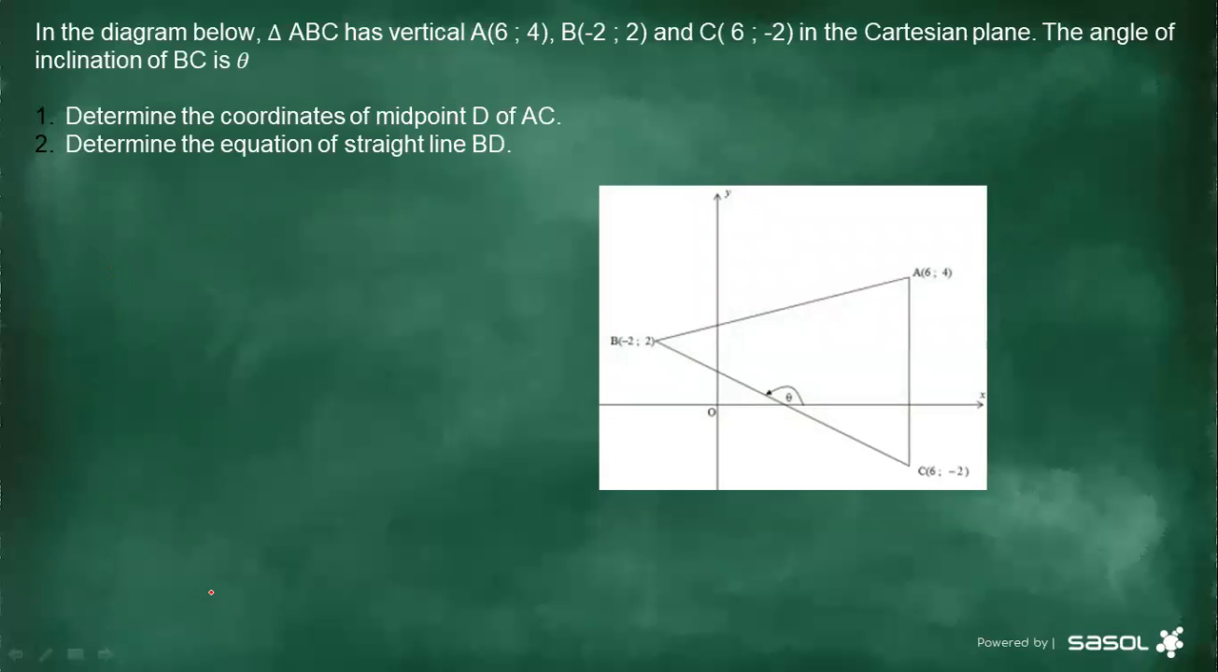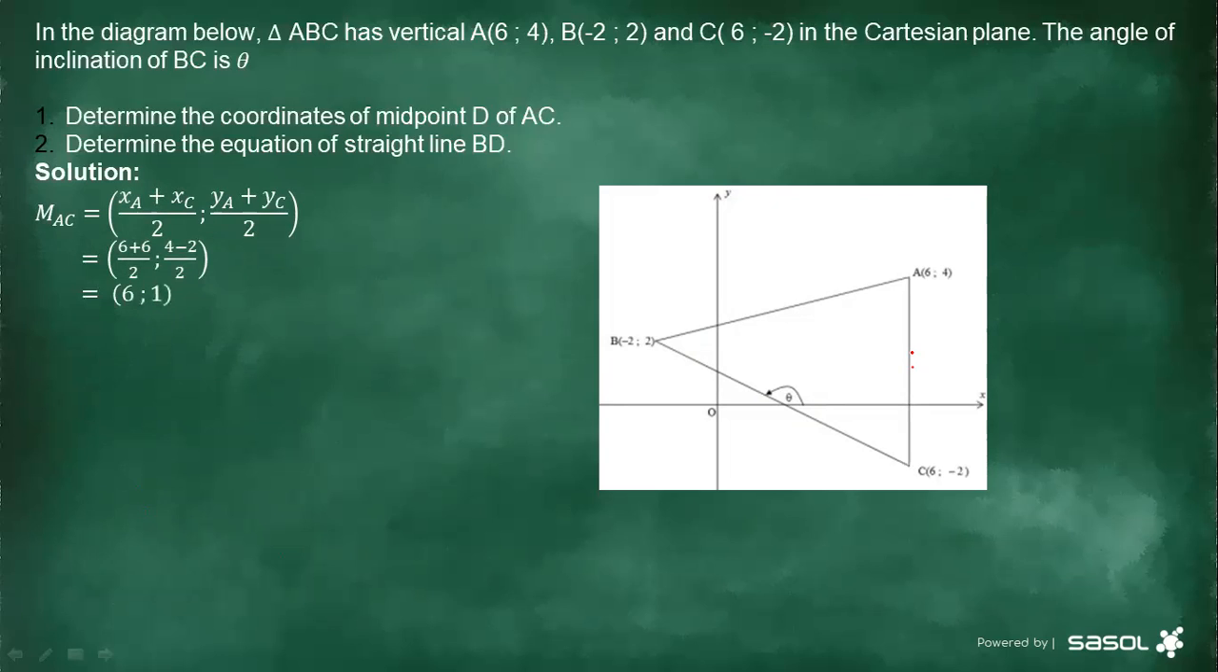In the diagram below, triangle ABC has vertices A (6; 4), B (-2; 2), C (6; -2) in the Cartesian plane. The angle of inclination of BC is theta. Determine the coordinates of midpoint D of AC. So there is a point that we are looking for here, which is point D, the midpoint of AC. Let's calculate the midpoint of AC by substituting correctly, and from there you have the midpoint as (6; 1). So those are the coordinates of point D. Point D is somewhere here.